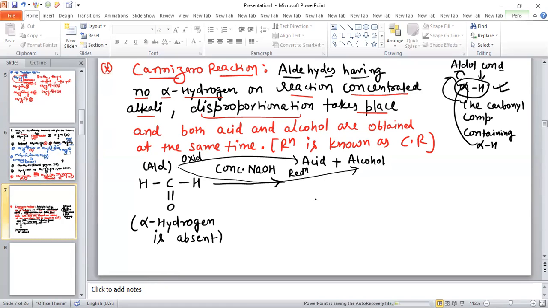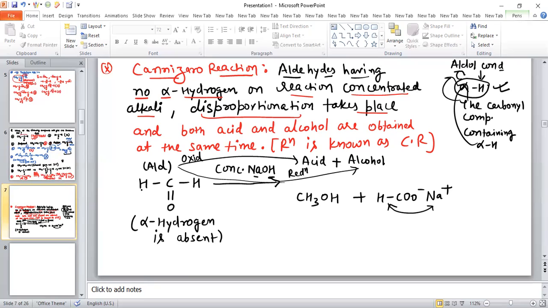So one of the products obtained is CH3OH, and another product obtained is HCOO negative with Na plus. Why is this not the acid, but the salt of the acid? Because a basic medium is there, so acid-base reaction takes place and it forms the salt. So this is basically the product obtained.